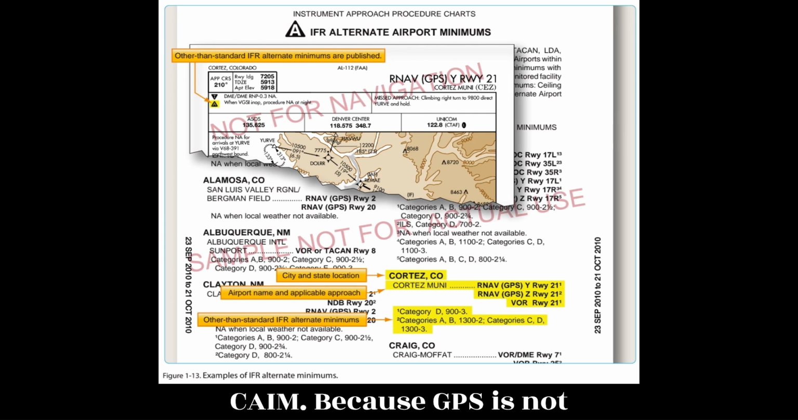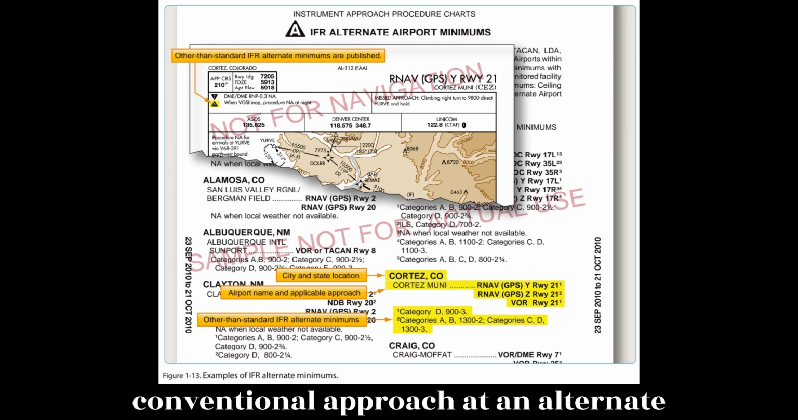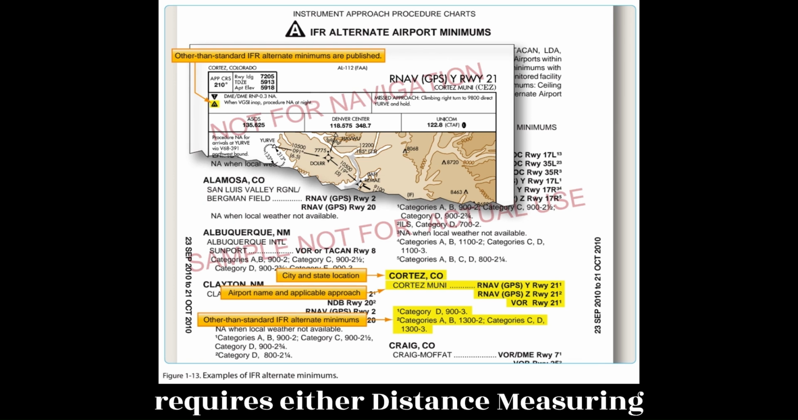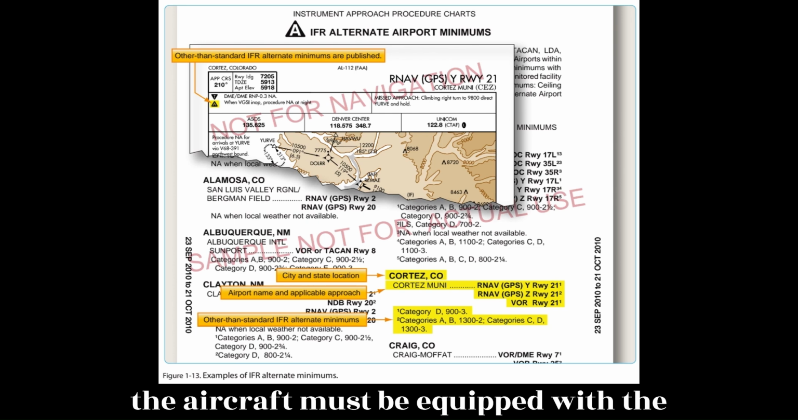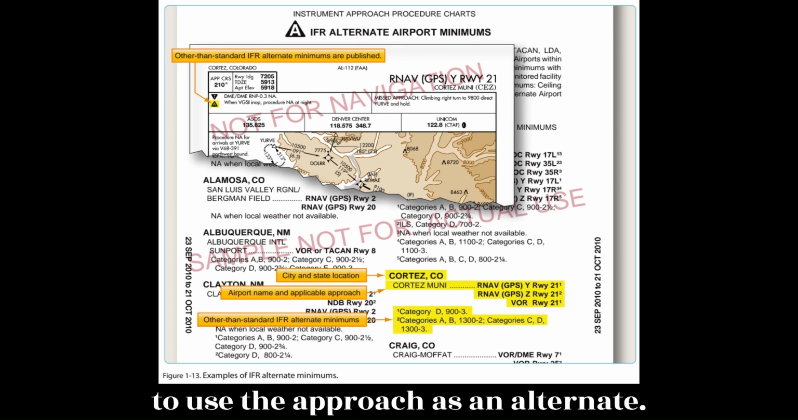Because GPS is not authorized as a substitute means of navigation guidance when conducting a conventional approach at an alternate airport, if the approach procedure requires either distance measuring equipment, DME, or automatic direction finder, ADF, the aircraft must be equipped with the appropriate DME or ADF avionics in order to use the approach as an alternate.